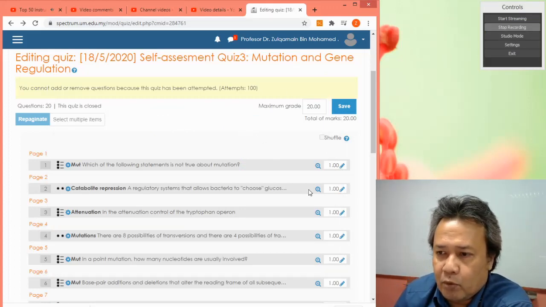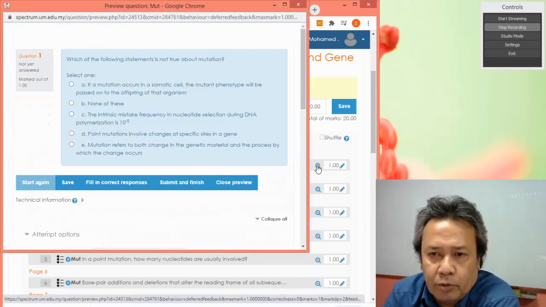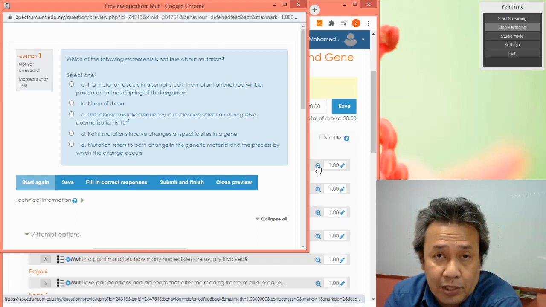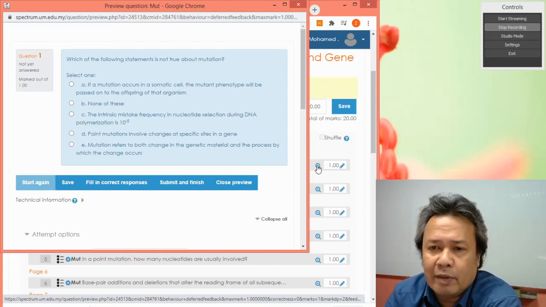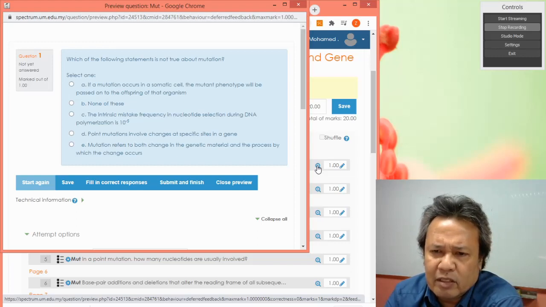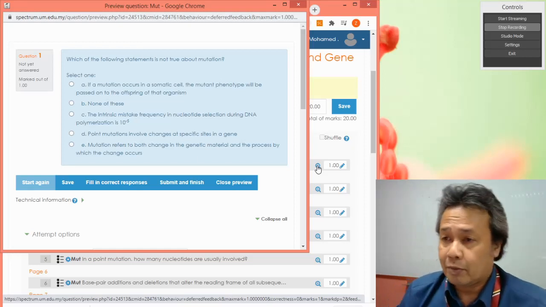Okay, question number 1. Which of the following statements is not true about mutations? If a mutation occurs in a somatic cell, the mutant phenotype will be passed on. That's not true, because only mutations in germ cells are passed on. The intrinsic mistake frequency of nucleotide selection during DNA polymerase is about 10 to the minus 1. That's correct. Point mutations involve changes in... That is also correct. Mutation refers to both... Well, the answer is A, right? Because it occurs in somatic cells, so it will not be passed on to the offspring. Okay.